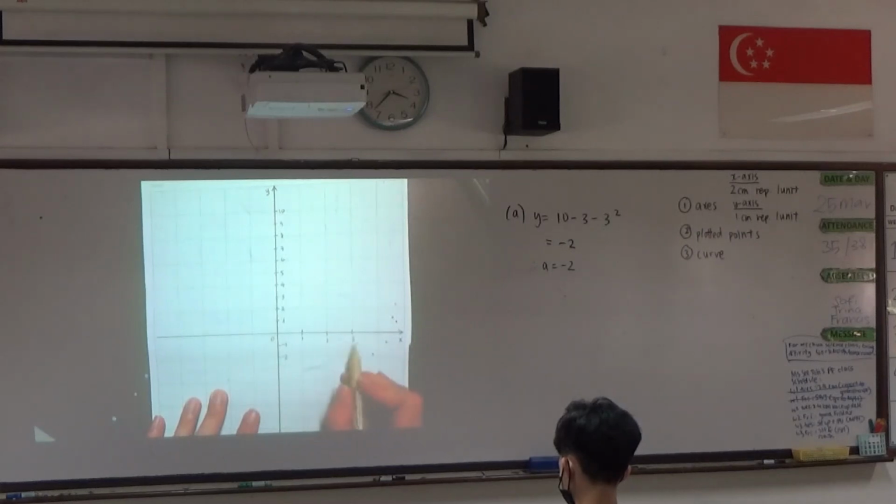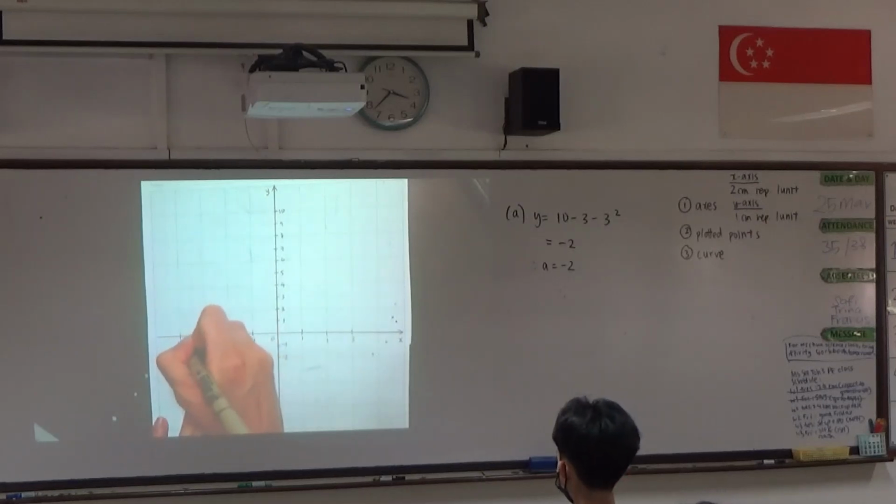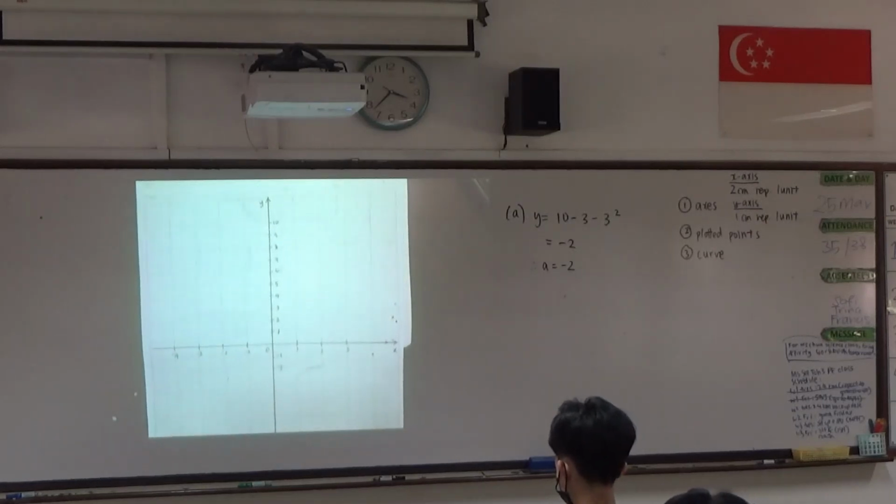Only 1, 2, 3, 4, since the maximum is 3. Negative 1, negative 2, negative 3, negative 4. So this should be how we set up our axis.